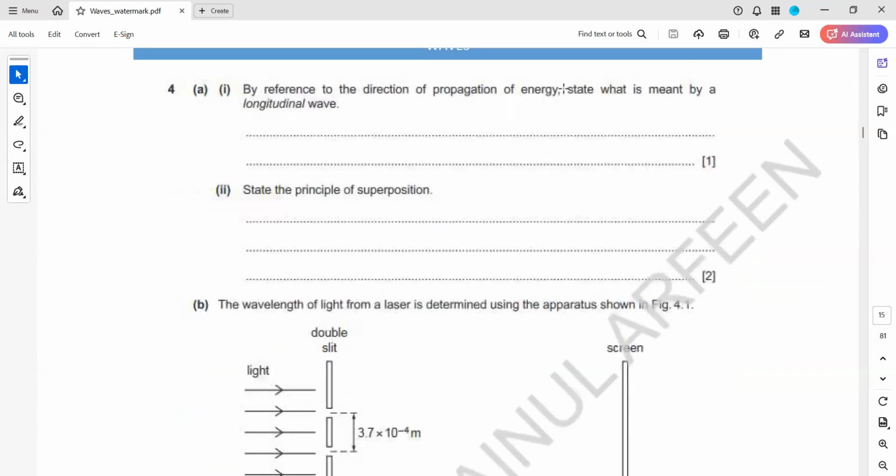Then define in terms of energy what is meant by a longitudinal wave: the wave in which the particles vibrate parallel to the direction of energy transfer. State the principle of superposition. When two or more waves meet at a point, the resulting displacement is the sum of the individual displacements. Again, the same.